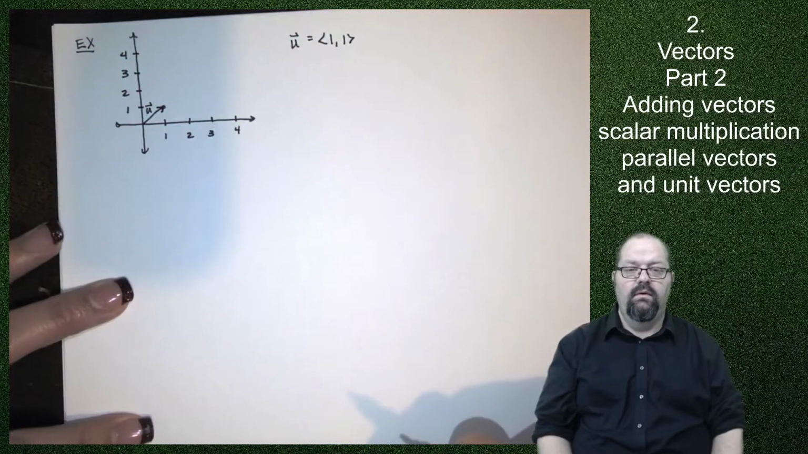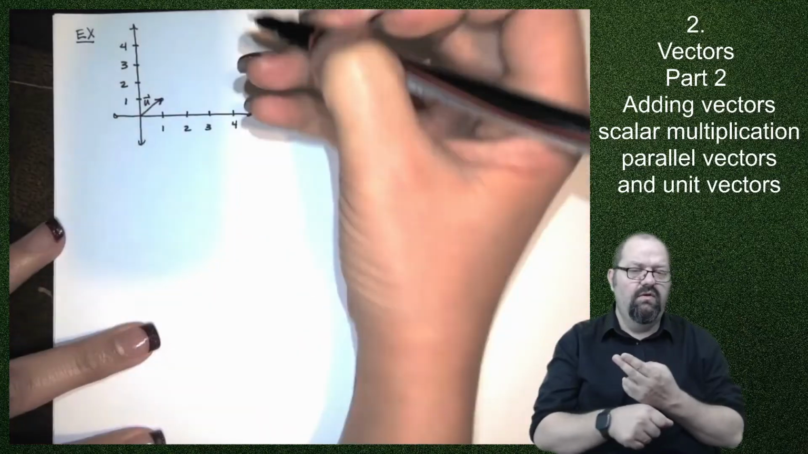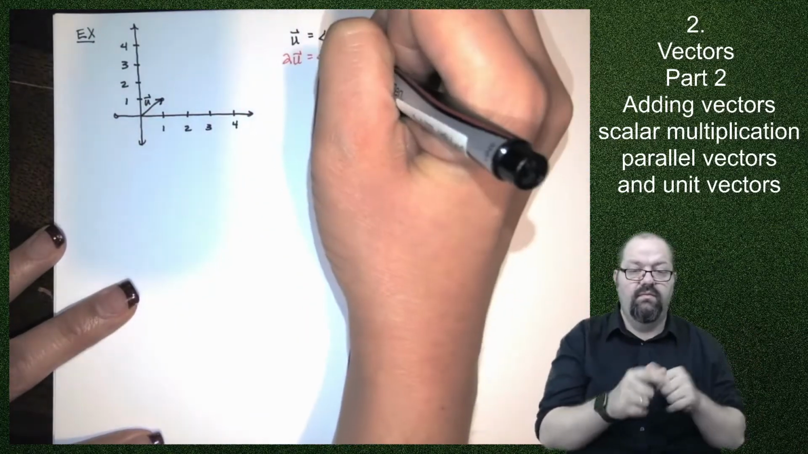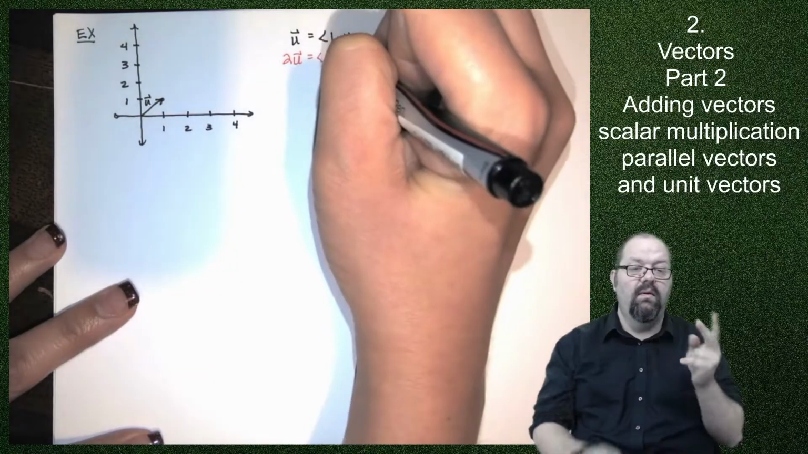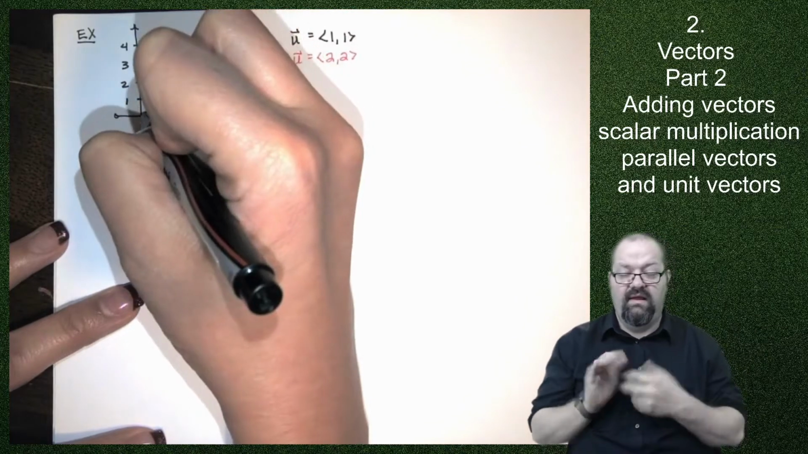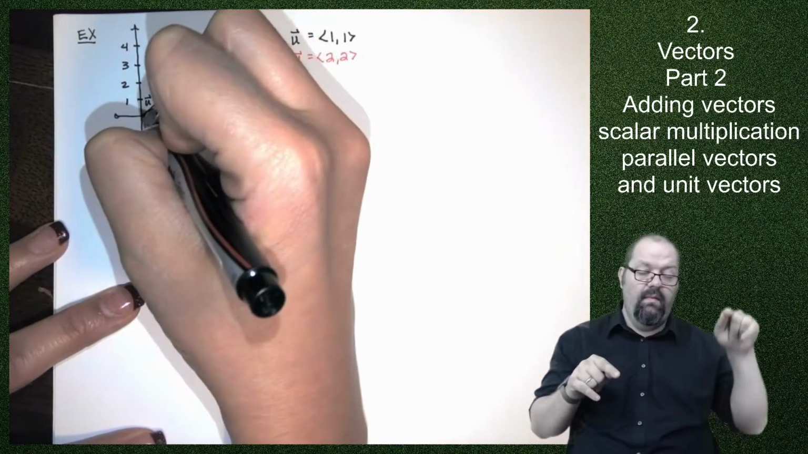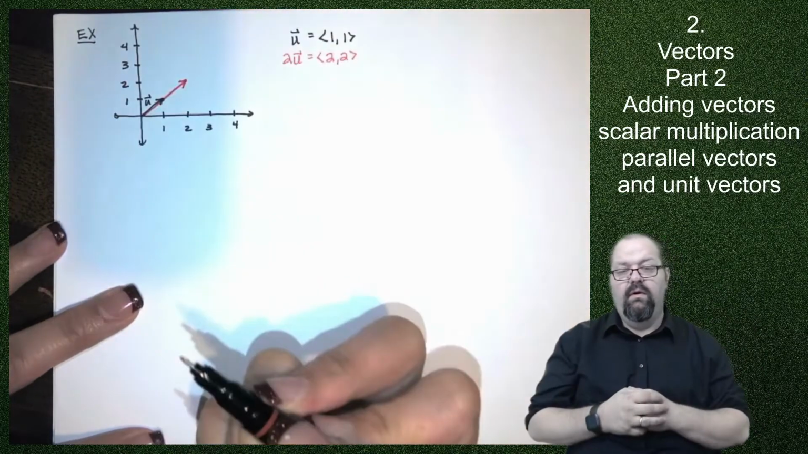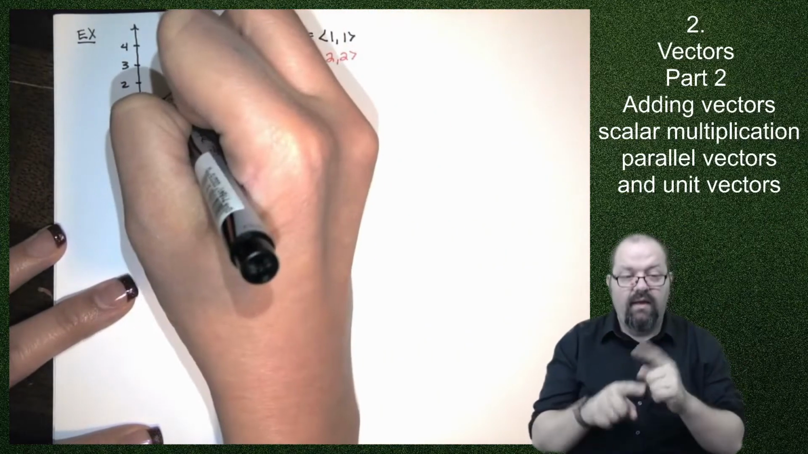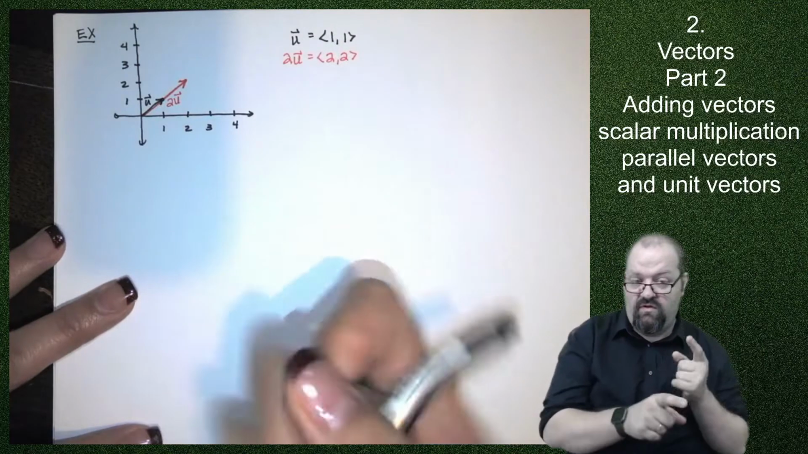I'm just going to use the vector 1, 1. Then 2u, algebraically, I multiply both of these by 2 and I get 2, 2. So I go out to this point, 2, 2. Don't those point in exactly the same direction, only this one is twice as long? Isn't that the same thing?